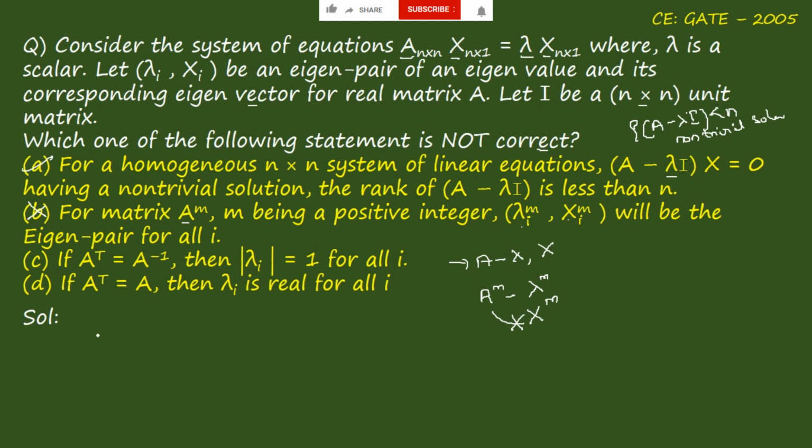Going to option C. A transpose is equal to A inverse. It's A into A transpose equal to I, or A transpose equal to A inverse. It's an orthogonal matrix. Then the eigenvalues will be plus or minus 1. So option C is the correct one. A transpose equal to A is a symmetric matrix. Yes or no? When it is a symmetric matrix, A transpose is equal to A, then lambda is a real value. The eigenvalue is a real value. So option D is also correct. They are asking which of the following statements is not correct. So we can see that option B is not correct. So the answer is option B.